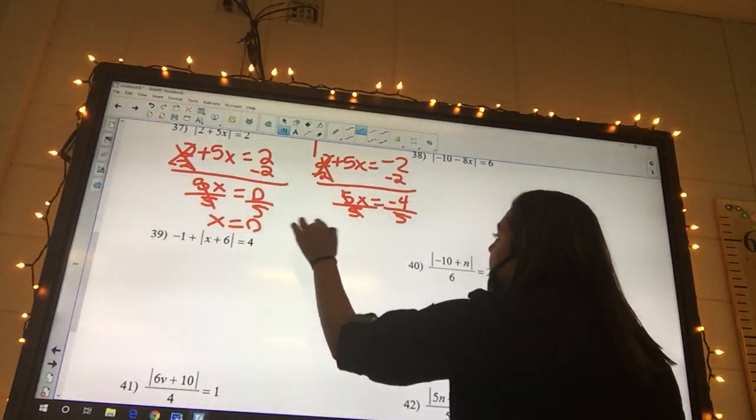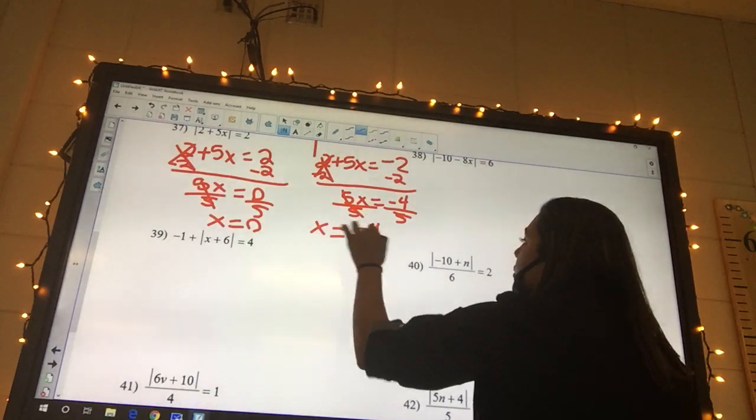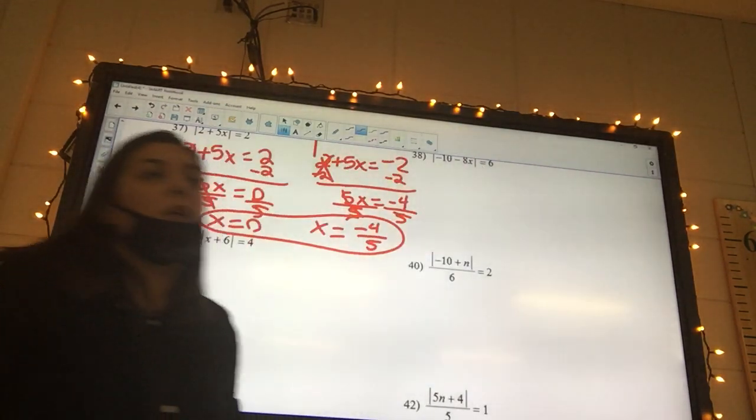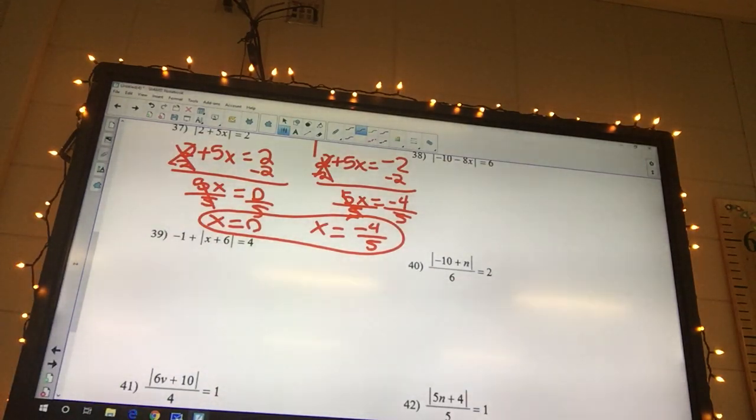Okay, so absolute values are going to be the only ones that you should get a fraction for. So if you type it in on your calculator and you get some sort of crazy decimal, that's okay. Leave it the way it is. So leave it as a fraction.